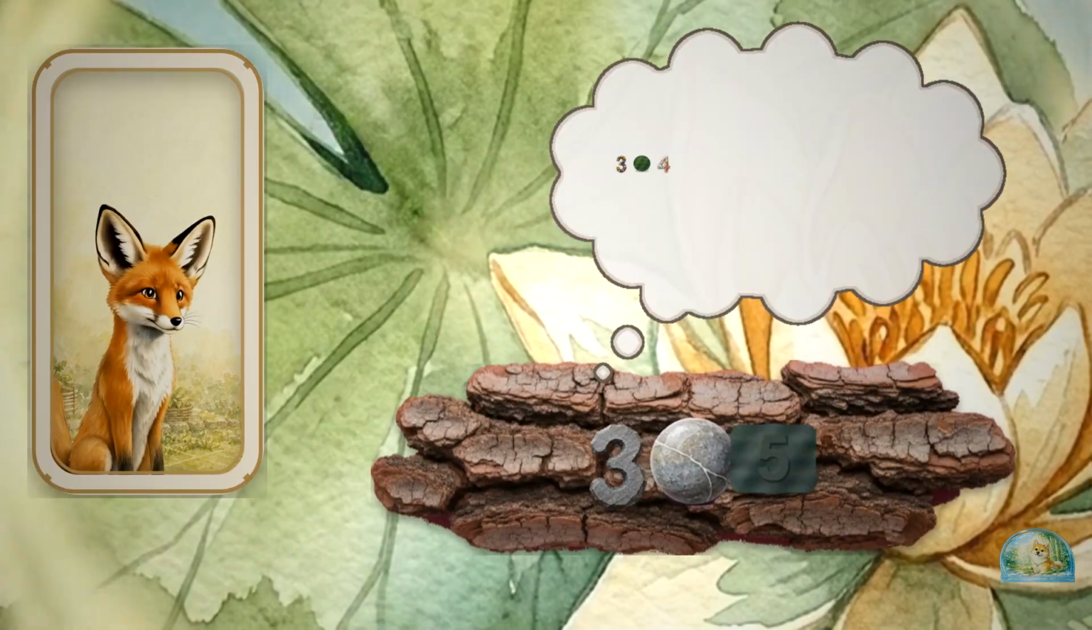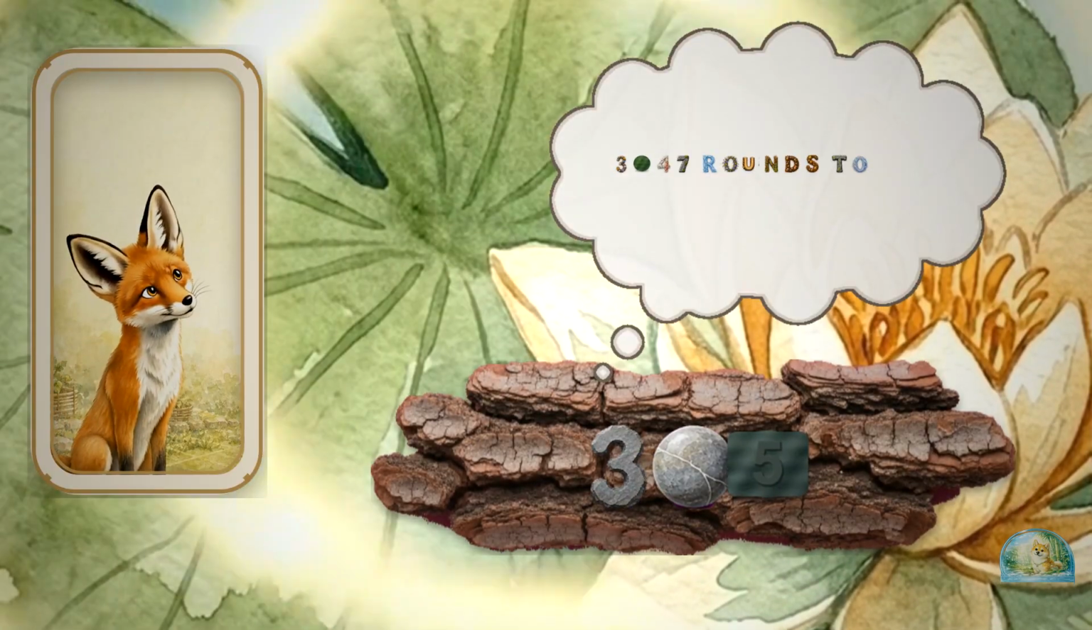The hundredths digit is 7, so 3.47 rounds to 3.5.